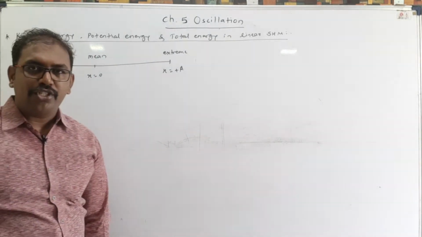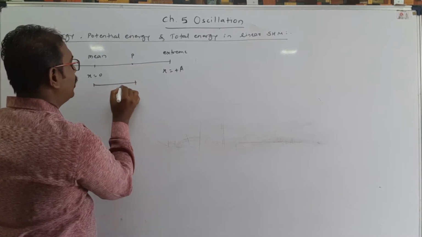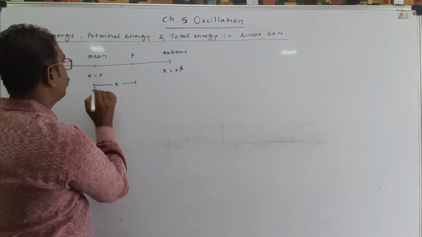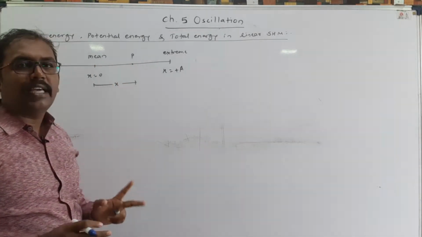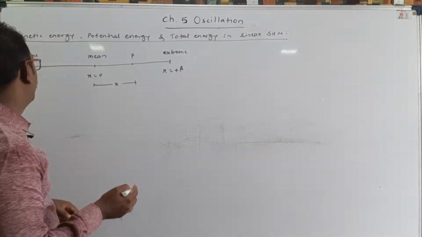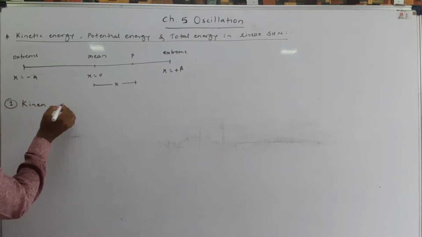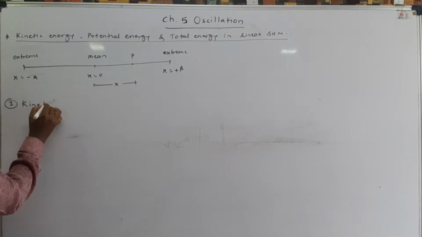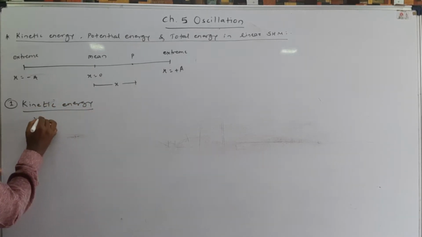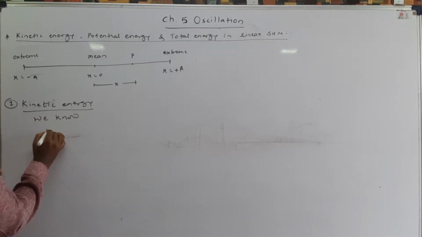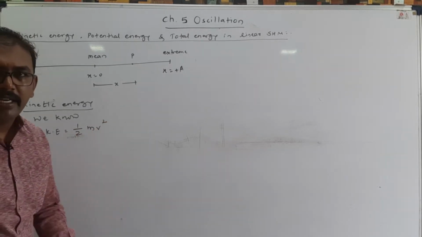At any time instant, the particle is at point P, which is at a distance x from the mean position. It means that the displacement of this particle is x at that instant. Now we obtain the expression for the kinetic energy of this particle or object. Kinetic energy. We know the formula for kinetic energy is 1 by 2 mv square.